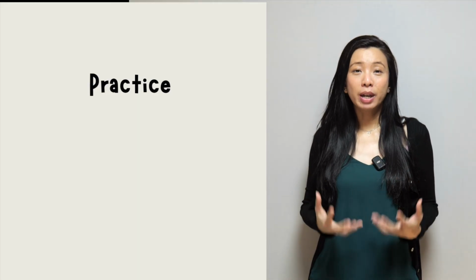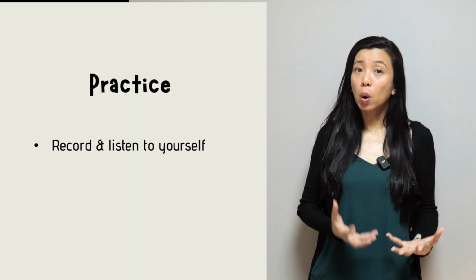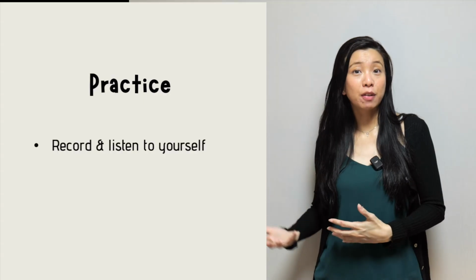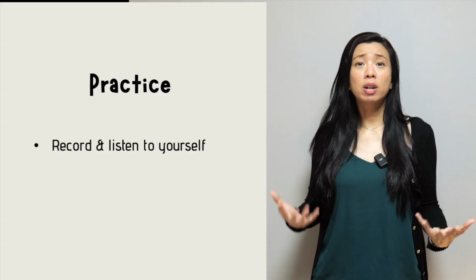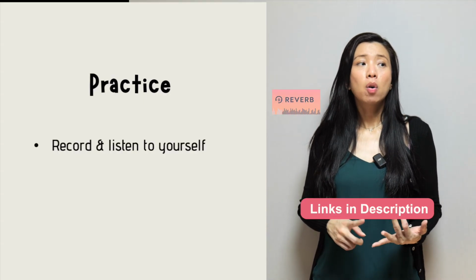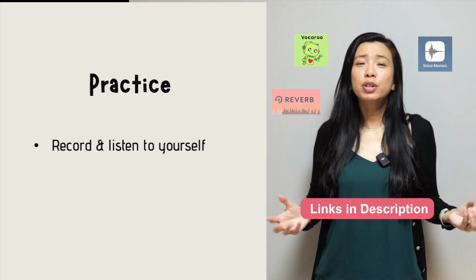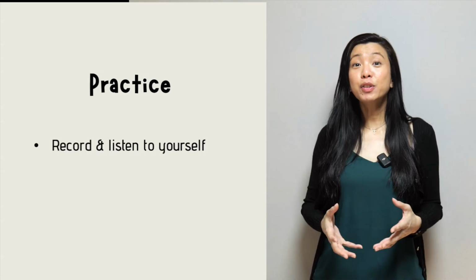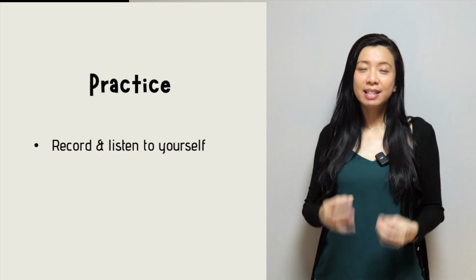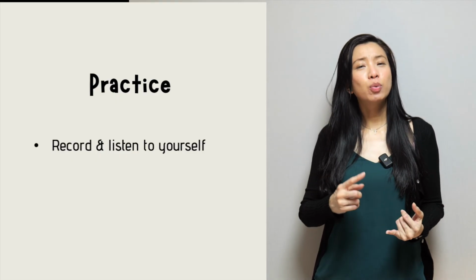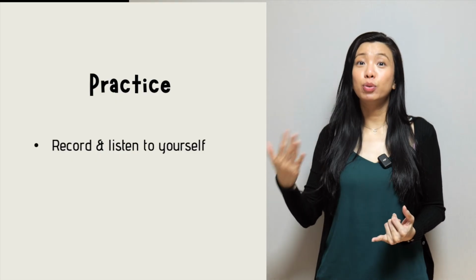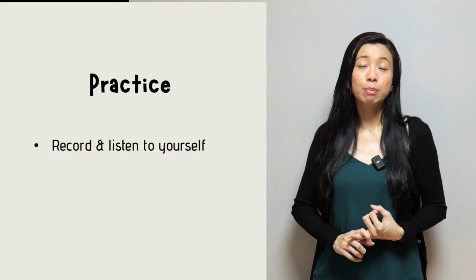Now, the only way to really improve your oral communication is to practice. Unfortunately, there's no other way besides practice. So, of course, there are a few different ways that you can practice. The first one is to record yourself and then listen to yourself after that. You can record yourself using online platforms such as Reverb or Vocaroo, or even just use a recording app on your phone. After that, play it back, listen to it, and think about things that you have done well that you can continue doing, and also things that you can improve on.